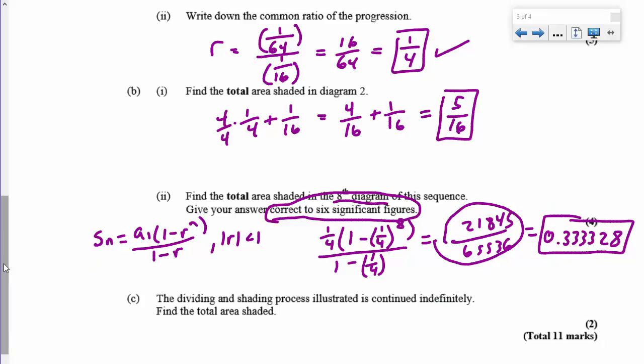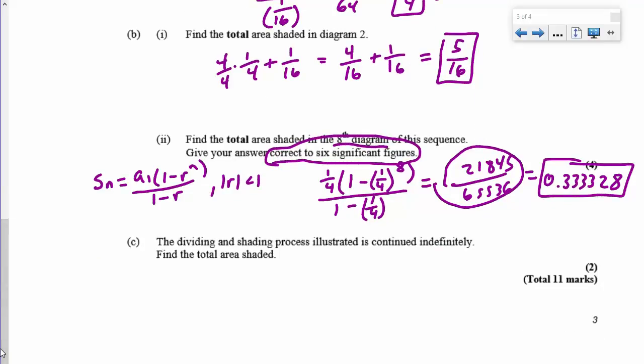The shading process illustrated is continued indefinitely. It goes on forever. They're going to keep adding little tiny squares, smaller and smaller and smaller forever. Find the total area of the shaded region. If you did this indefinitely and the r value is less than 1, it's actually going to converge on a specific value, which is what we discussed in class. Here is the summation formula for an indefinite geometric progression. The sum to infinity is equal to a1 over 1 minus r. This is the value it's going to converge on.